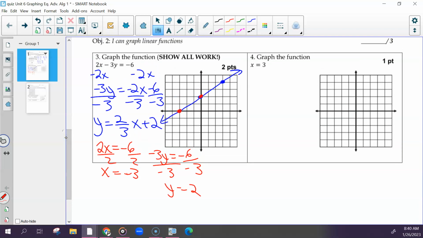Great. For the most part, we did fine here. If you need to, still use your graph. This is an x equals, so this needs to be a vertical line at 3.